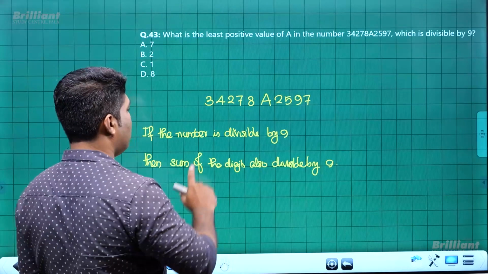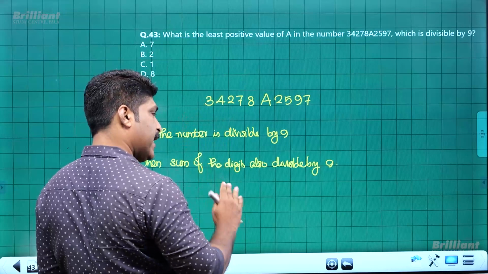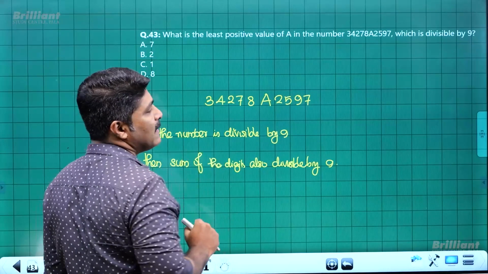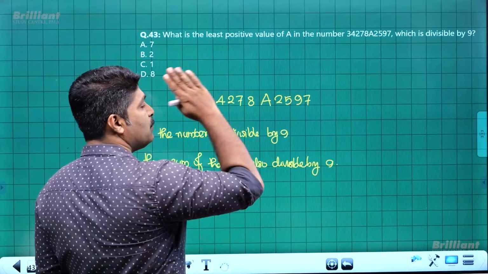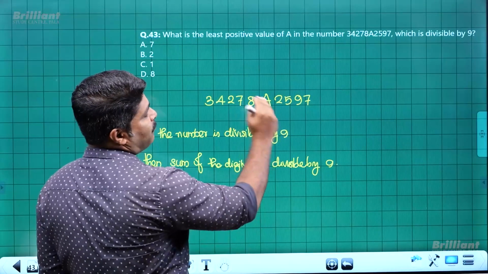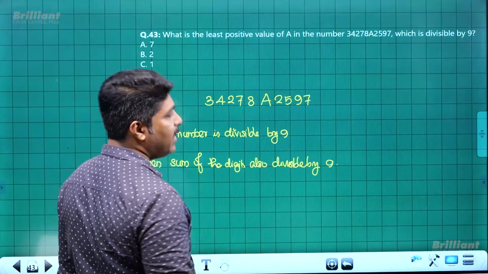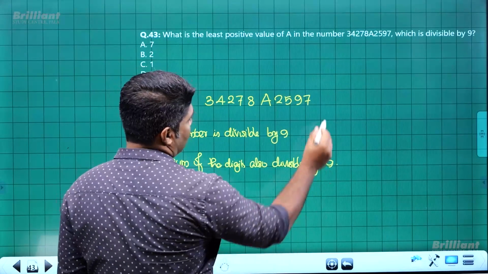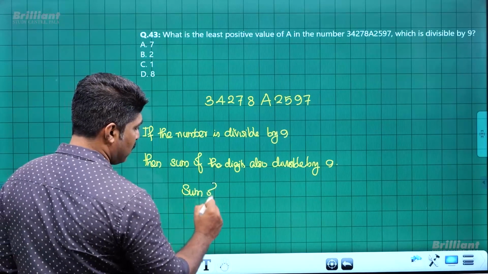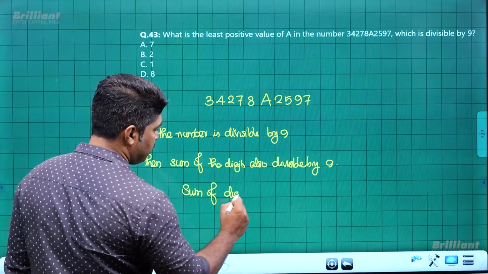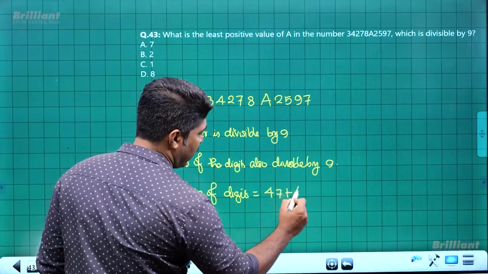So simply consider the sum of the digits. 3 plus 4, 7. 7 plus 2, 9. 9 plus 7, 16. Plus 8, 24. Plus 2, 26. Plus 5, 31. Plus 9, 40. Plus 7, 47. So this is the sum of digits. So we got that it is 47 plus A.